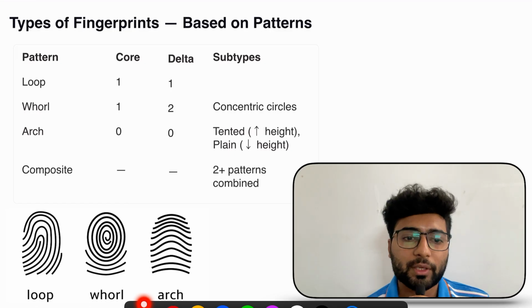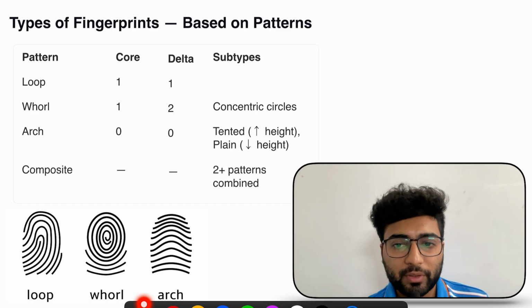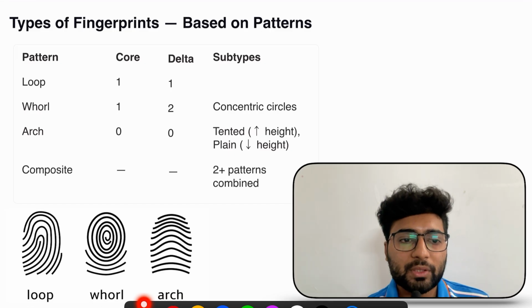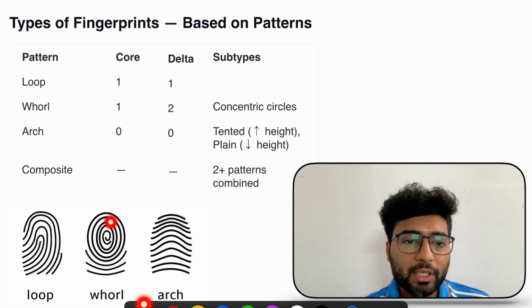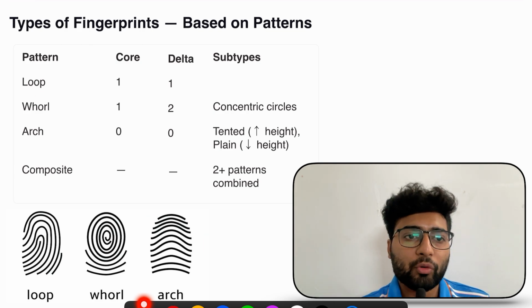Now types of fingerprints. See, just focus over here in this diagram. There are only three types, sorry, there are four types of fingerprinting. The basic three types: first is loop. The fingerprint goes here and then turns and then comes back. This is a loop. In whorl we have concentric circles. So whorl has concentric circles, and arch just has these arches over here. So we have loop, whorl and arch.